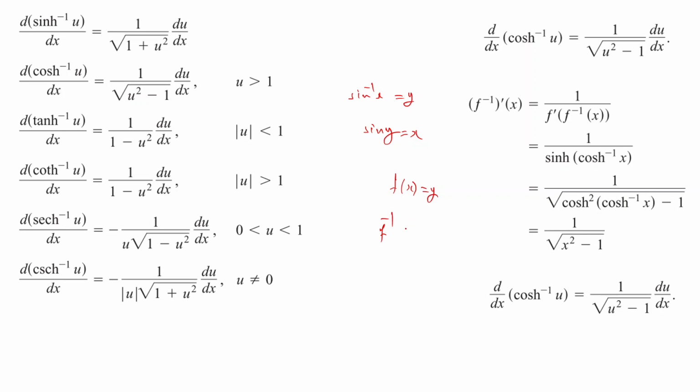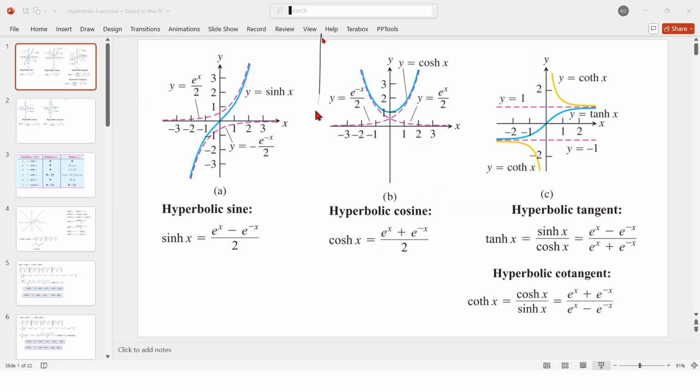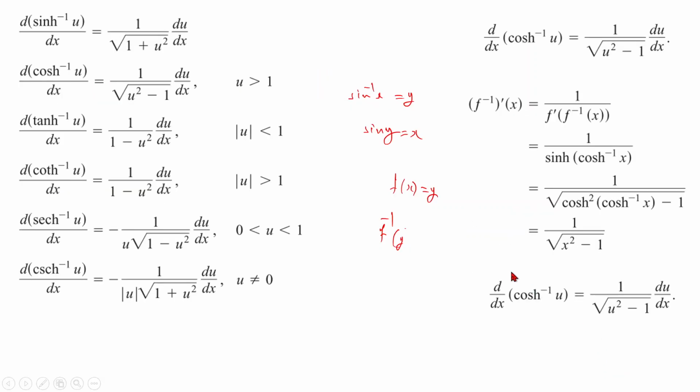If there is a function, and if f of a equals b, the slope of f inverse at b is equal to 1 by the slope of f dash at a, right? We discussed this, right?